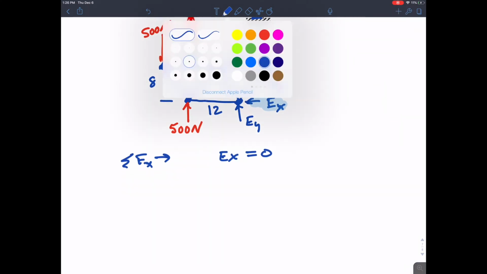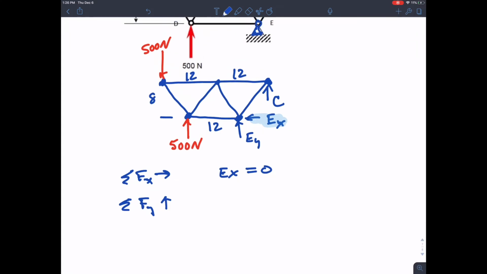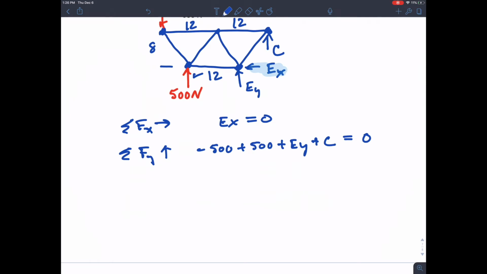Okay, next we can look at the sum of forces in the y direction, where y is referenced to be up. Alright, and so starting here we have the 500 Newton force going down, we have this 500 Newton force going up, we have EY moving up, and we have C. The way I've referenced this C is moving up. Okay? And all that is equal to 0.